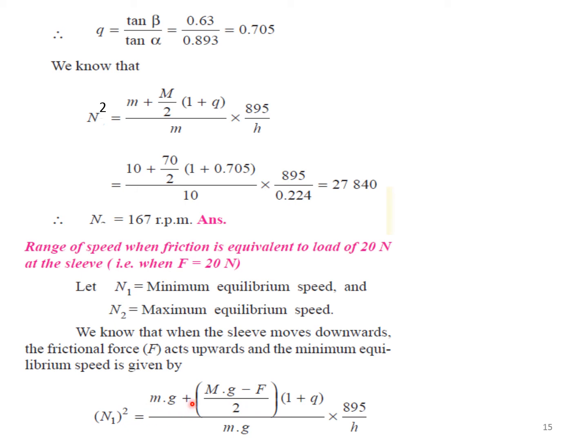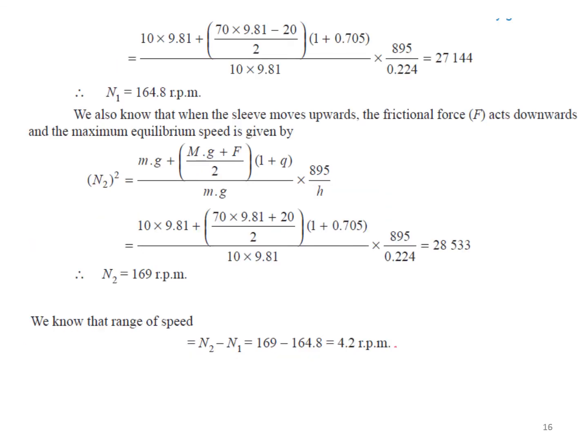N1 square is equal to (mg plus (Mg minus F) by 2) divided by mg into (1 plus q) into 895 by h. I get the value of N1 as 164.8 rpm. Similarly for N2 I take it as plus F. Substituting all the known values, I get the value of N2 as 169 rpm. So the range of speed, N2 minus N1, is 169 minus 164.8, which is 4.2 rpm.